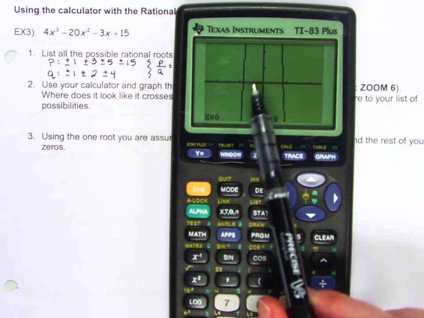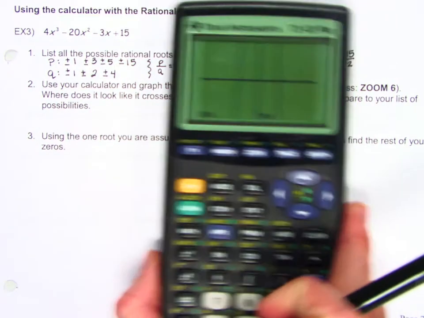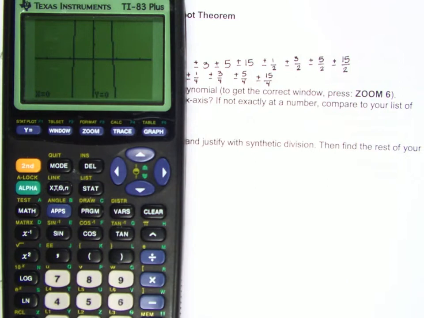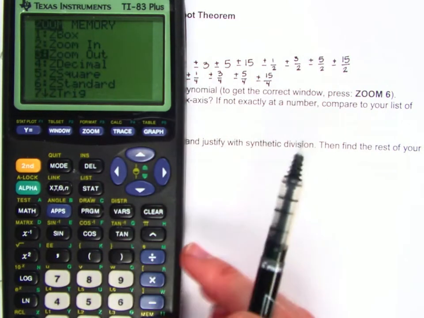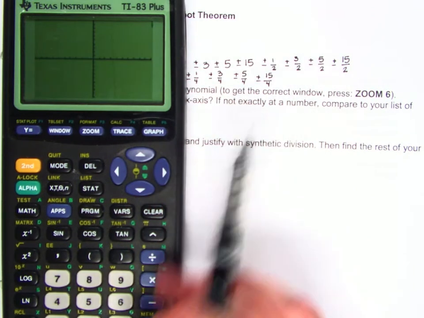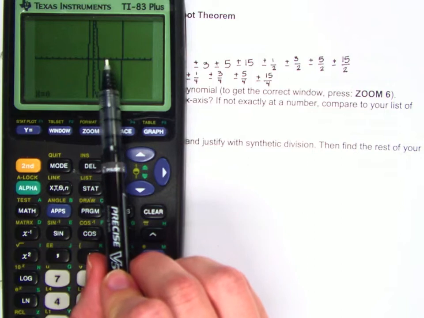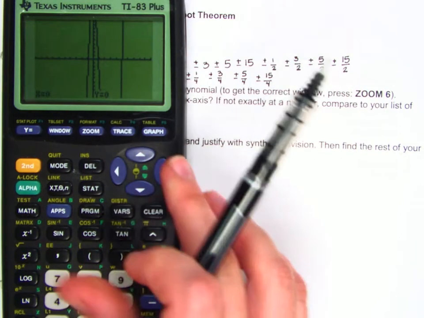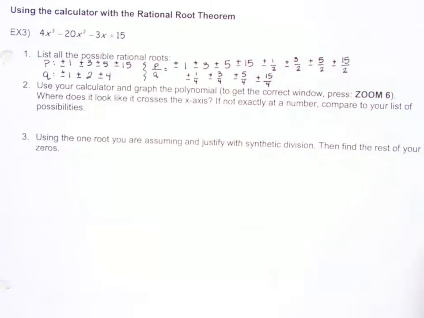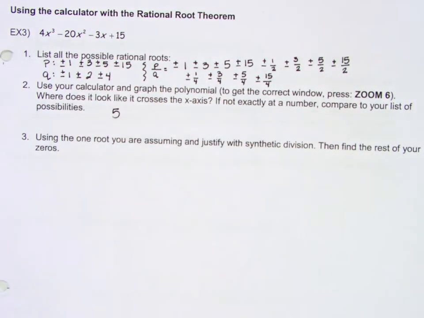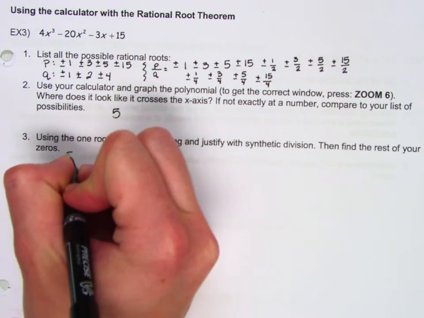Now here, looking at my possible rational roots that we have listed, I don't really want to make a guess. Those don't really cross nicely. So let's see, there was that other place that it crossed. I saw it was kind of down over here somewhere. Okay, so 1, 2, 3, 4, 5. It looks like it crosses at x is equal to 5. I can check to see if this really is a value by using synthetic division.